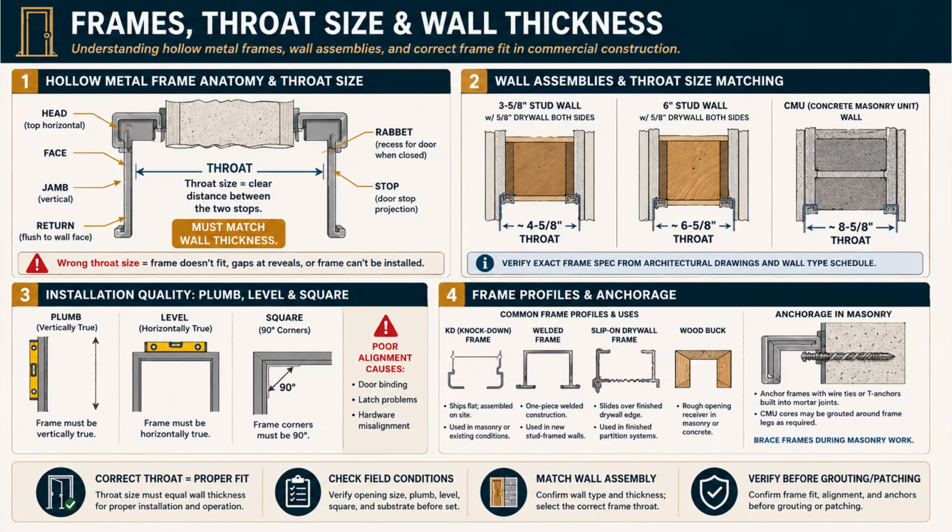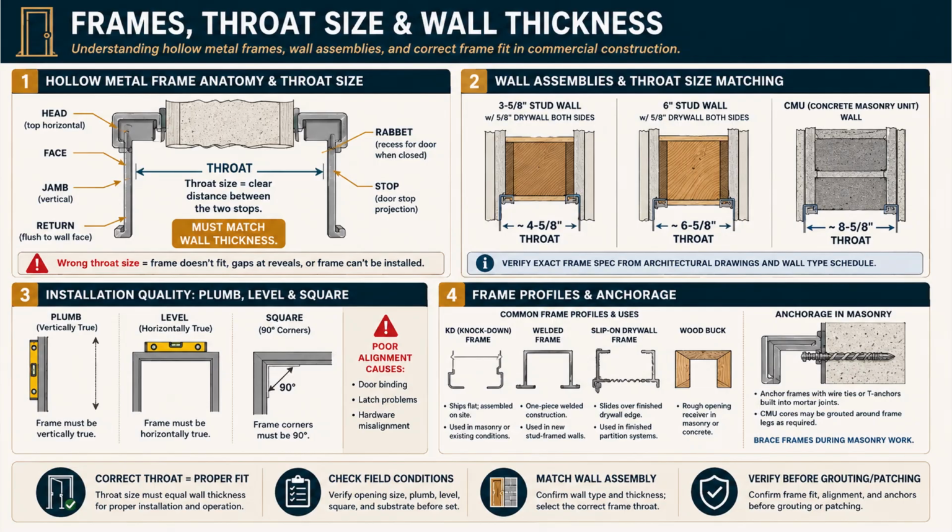Start top left with the anatomy of a hollow metal frame. The head is the top horizontal member. The jamb is the vertical member. The face is the part you see flat against the wall. The stop is the projection the door closes against. The rabbet is the recess the door sits into when closed. The return is the part that wraps back flush to the wall face.